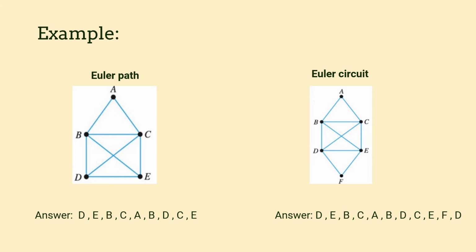We can see through example. For the first graph, which is the Euler path, and second is Euler circuit. So you can see two different graph. You can see from Euler circuit, Euler circuit has another point which is F. So D point is connected to F and E is connected to F. So you can see two different graph. For the answer for Euler path is DEBCABDCE, and for the graph Euler circuit is DEBCABDCEFD.